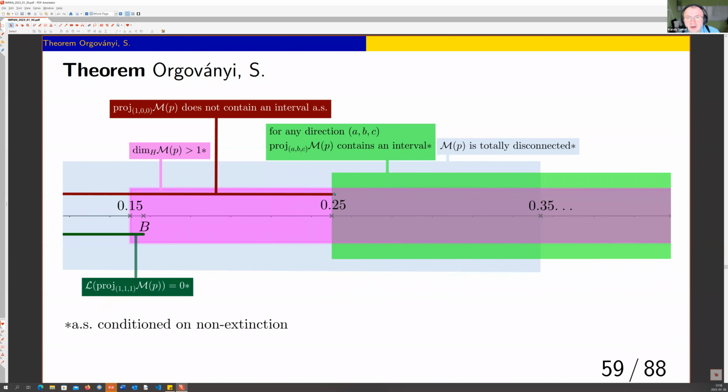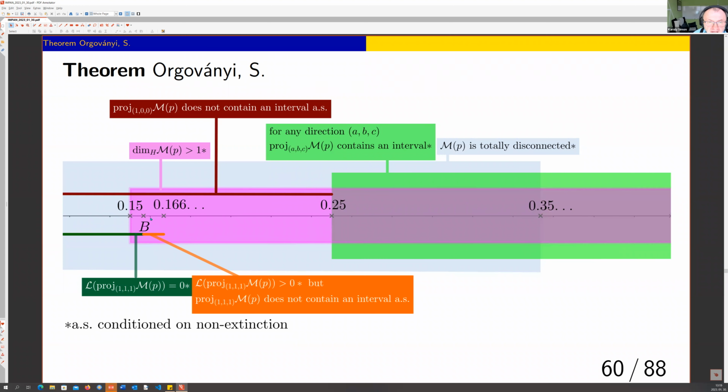So all until now, I spoke about projection in general, but from now I will speak about the projection to this main diagonal of the cube. So on this interval from 0.15 to b, which is a number bigger than 0.15, the Lebesgue measure of the projection of the main diagonal is going to be 0. And then there is another interval. So this b is in between 0.15 and 0.166.